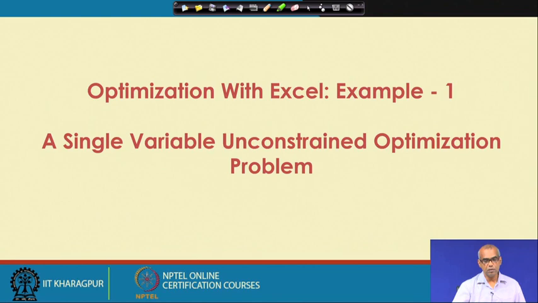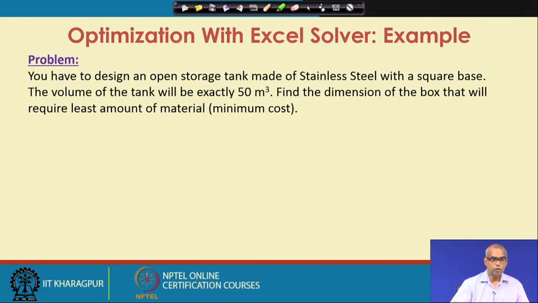So, as a first example, we will take a single variable unconstrained optimization problem. This is the problem we have introduced in our previous lecture, that you have to design an open storage tank made of stainless steel with a square base. The volume of the tank will be exactly 50 meter cube. We have to find the dimension of the tank that will require least amount of material. Note that least amount of material corresponds to minimum cost of construction.